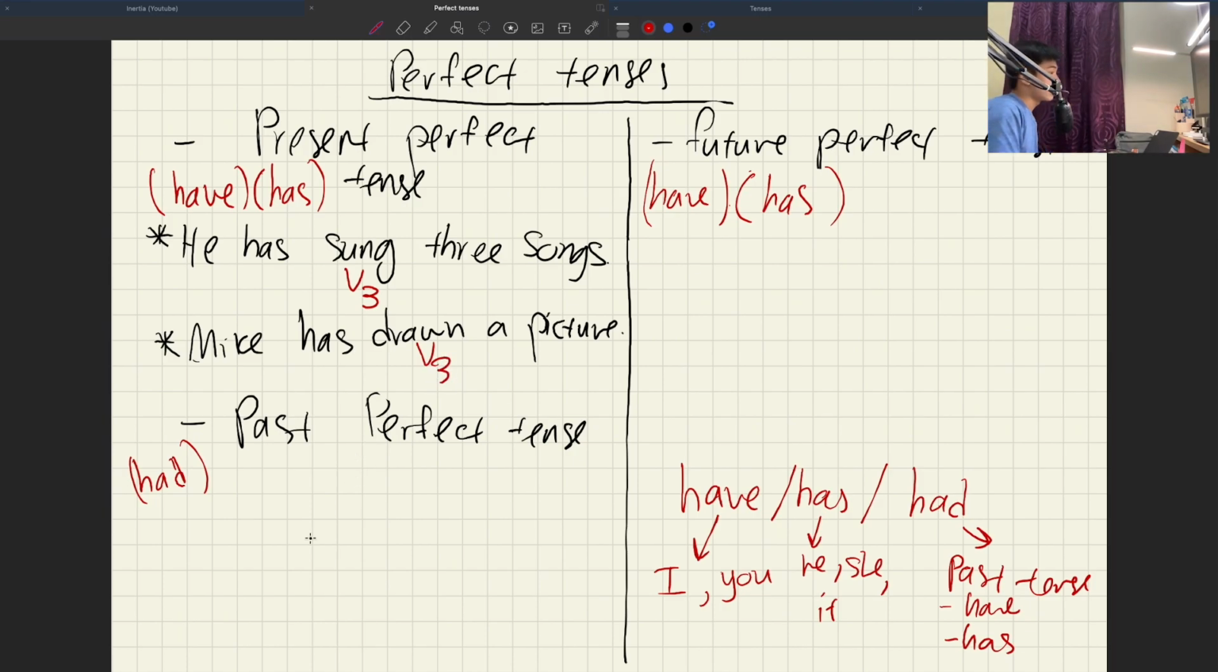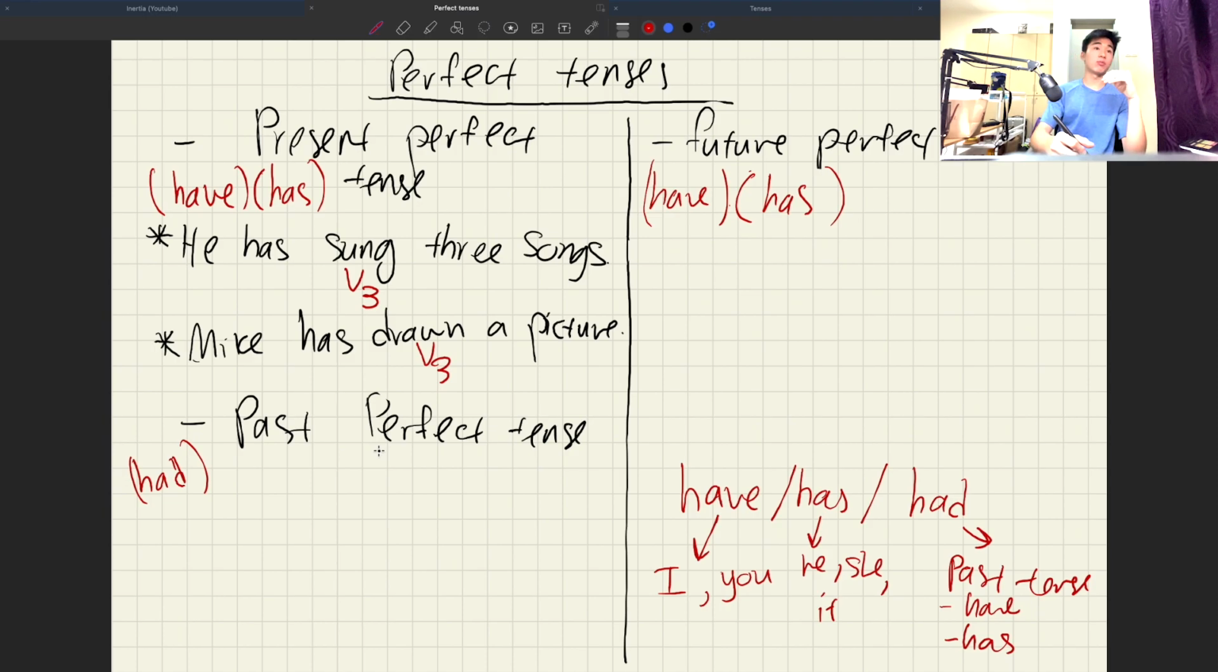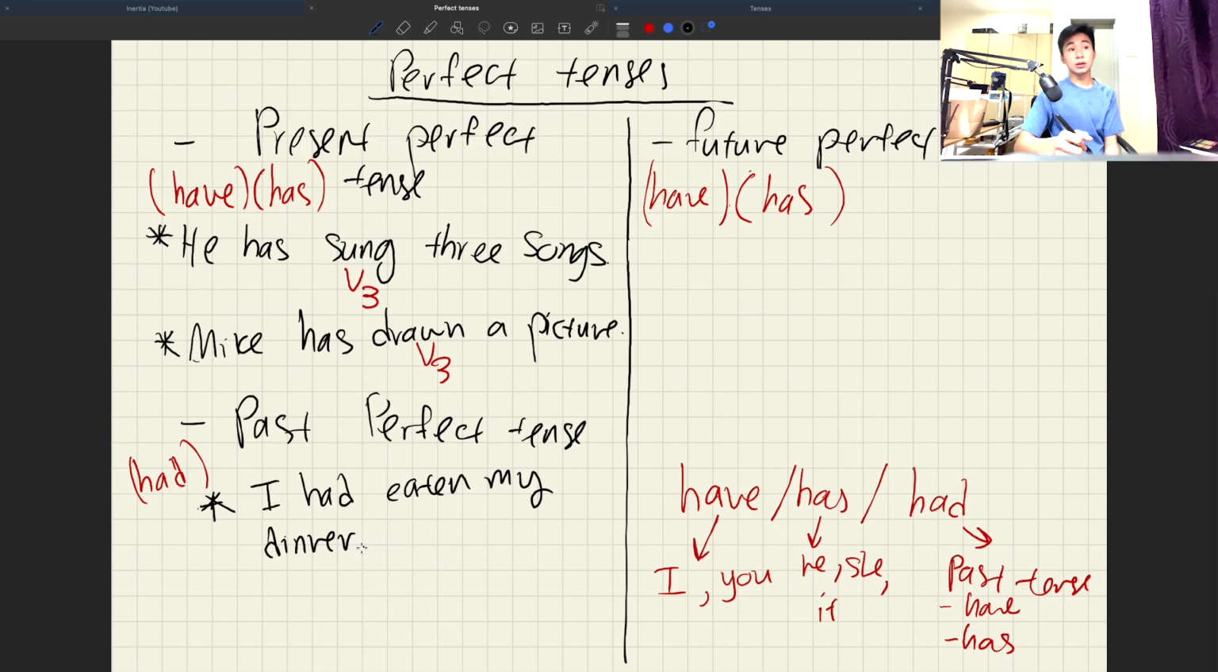The next one is past perfect tense, where we just have to change everything to past. It had already happened, so past. Let's try an example. Let me use a black pen so it's easier for us to see. Start with me first. I had eaten my dinner. Yep, I had eaten my dinner. When we have has and had, the following verb is the past participle, which is verb 3. So I had eaten my dinner.